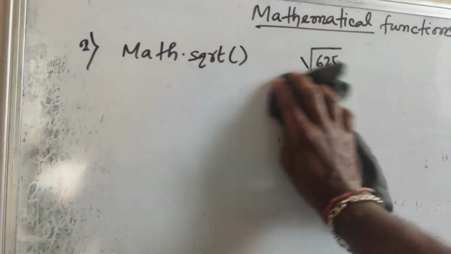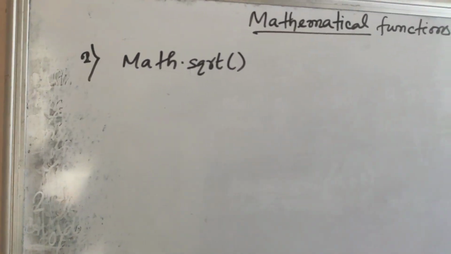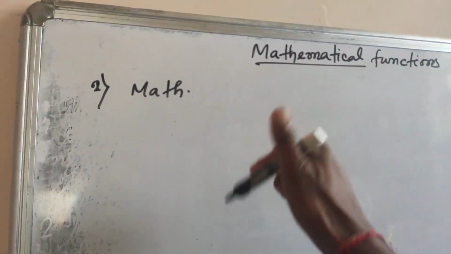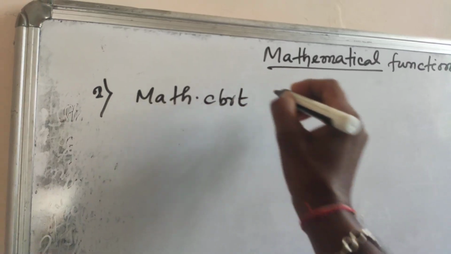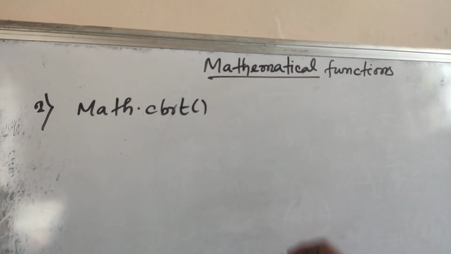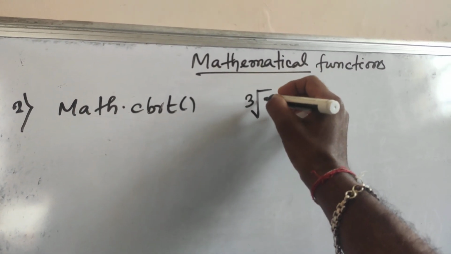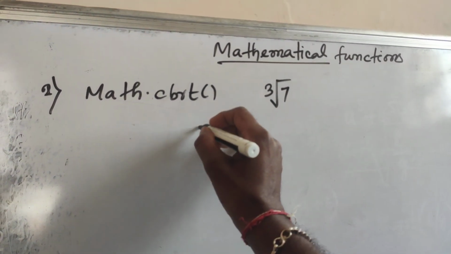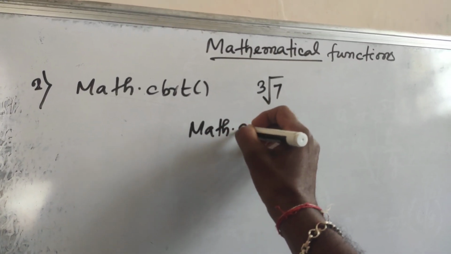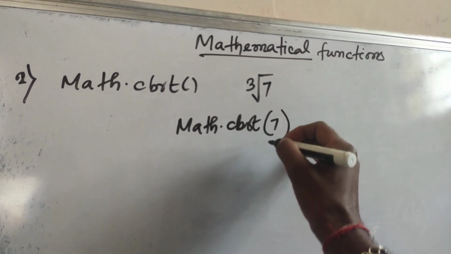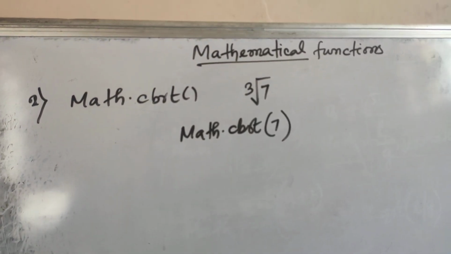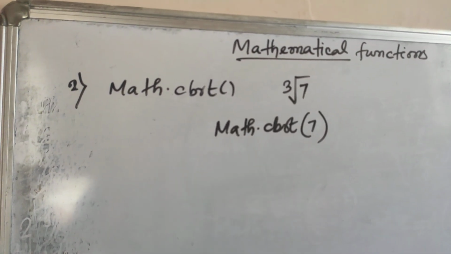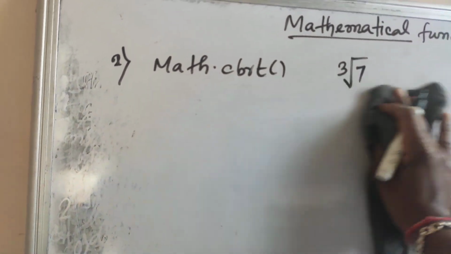Next command is math.cbrt, cube root. Suppose the cube root of 7, you need to write math.cbrt of 7, cube root. Okay, so for cube root, you just need to write CBRT. This is the third one.